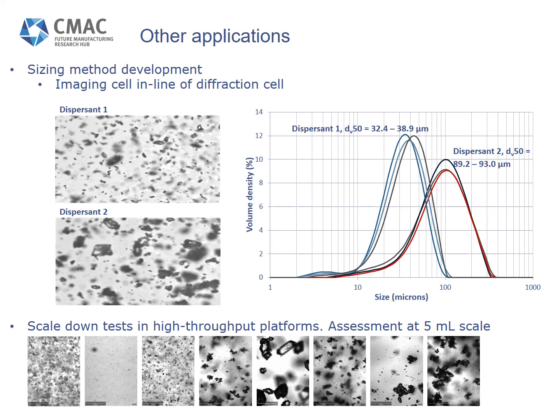And lastly here, I touched on this previously, but we're also looking at acquiring images from other sources, not just PVM probes. So here we've got images taken from an in situ camera on a high throughput screening platform at the 5mm scale. And again, the idea behind this is, can we get similar responses to what we get with the PVM probe, but at a smaller volume?